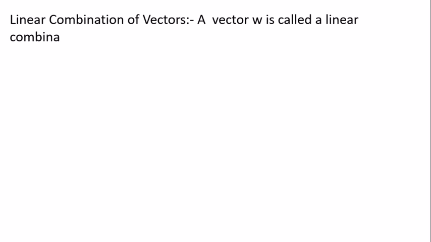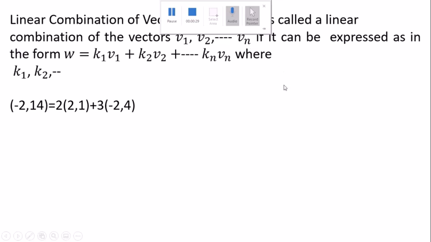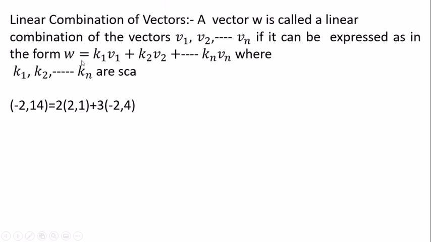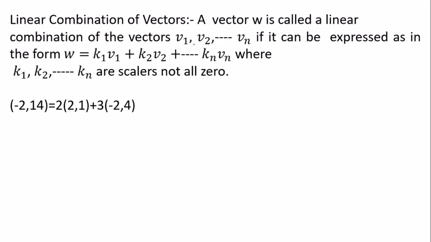vectors or not. So here the definition is: a vector W is called a linear combination of the vectors v1, v2, ..., vn if it can be expressed as W equal to k1 v1 plus k2 v2 plus ... kn vn, where k1, k2, ..., kn are scalars and not all 0. Now here, if you see, some vectors v1, v2, ..., vn are given, and we are trying to express this vector as a linear combination of all these.